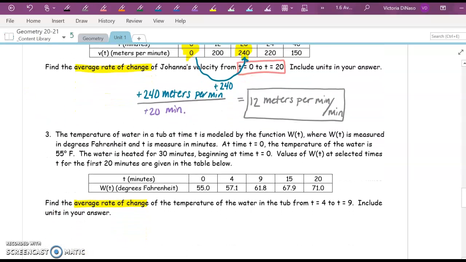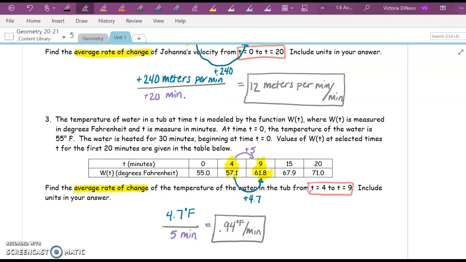Go ahead and try out number 3. In number 3, we're only focusing on the interval from 4 to 9. So I went ahead and highlighted them. My change in y is 4.7. My change in x is 5. And we get 0.94 degrees Fahrenheit per minute.